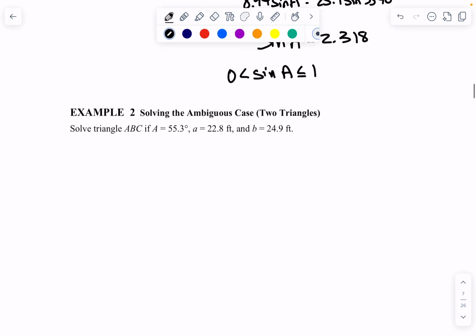Let's take a look at example 2. You can see since they give us the directions that we're going to get 2 triangles, we'll go ahead and get 2 triangles. So again, we're going to make a sketch.